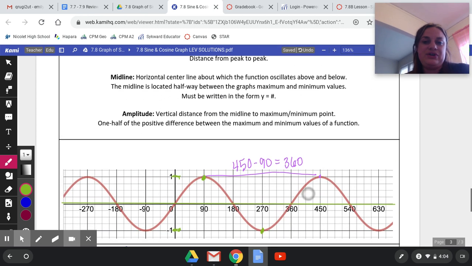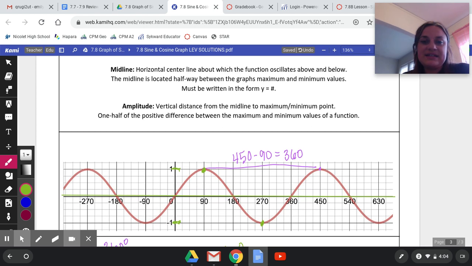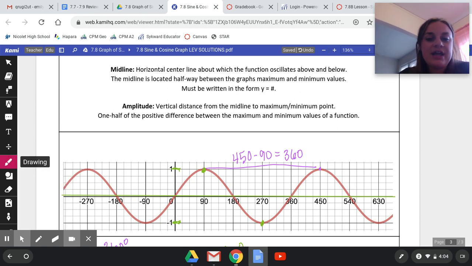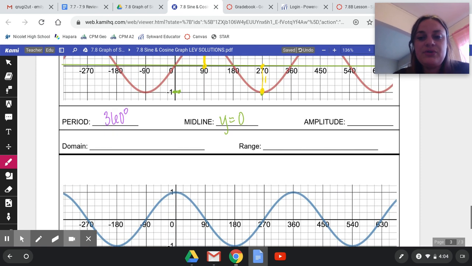Now the amplitude is the vertical distance from the midline to the maximum or minimum point. Here's my midline, and my maximum point is right up here. What is the distance between the midline and the maximum point? That's 1 unit. I could do the same thing from the midline to my minimum point. That is also 1 unit. So what is my amplitude? It is 1.